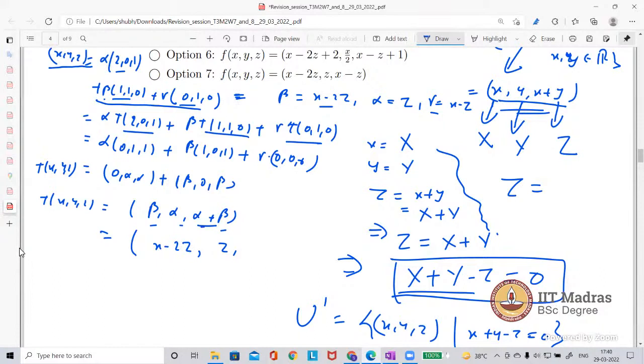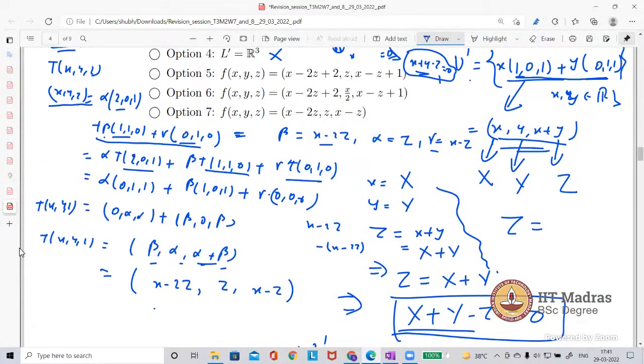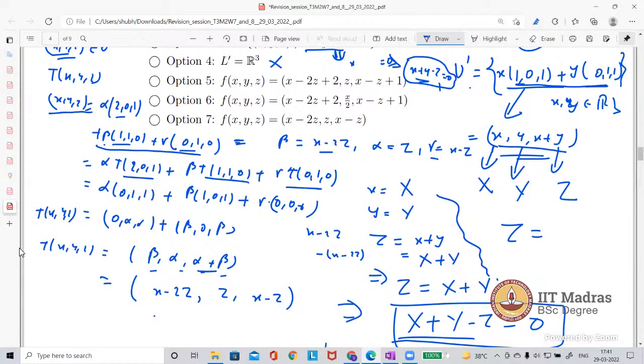X minus z. X minus z will come, yeah. No, sir, it will be something. X minus 2z minus x minus x minus 2z, which is x minus z, correct? Yes, correct. X minus z, yeah. So please check what is happening. This is not a tough question.